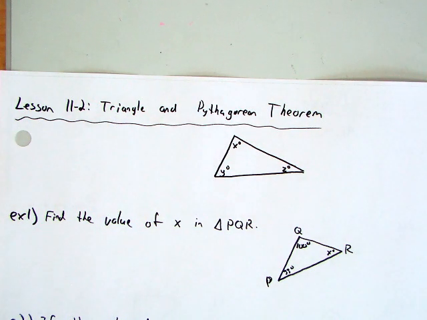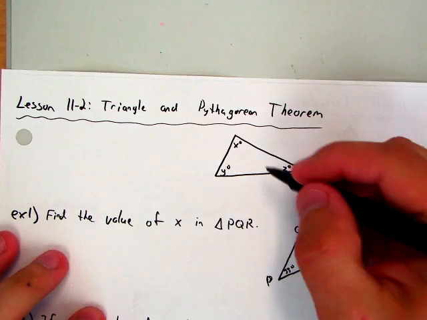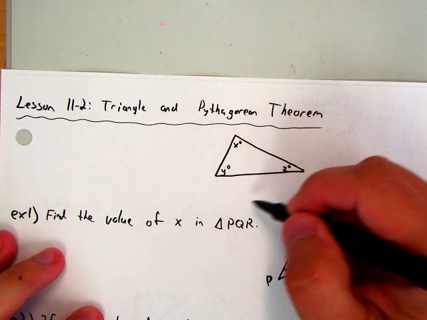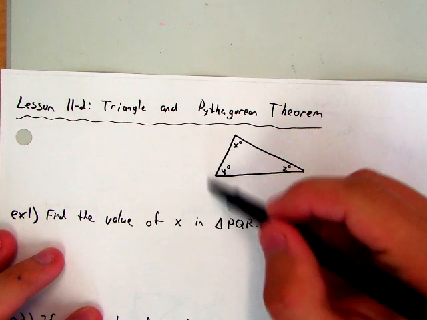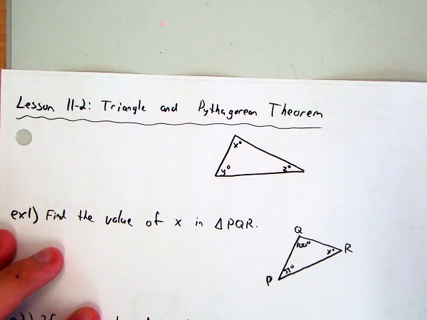All right, today we're going to be talking about Chapter 11, Lesson 2. This is triangles and the Pythagorean Theorem. So first of all, we're going to be talking about triangles. Now, triangles are defined by three angles, which is why it's called a triangle. And if you only have three angles, that means you also have three sides.